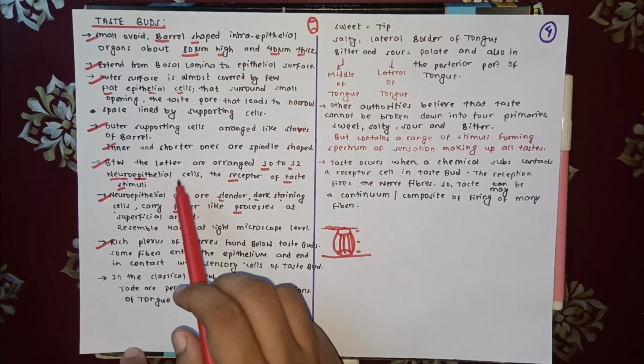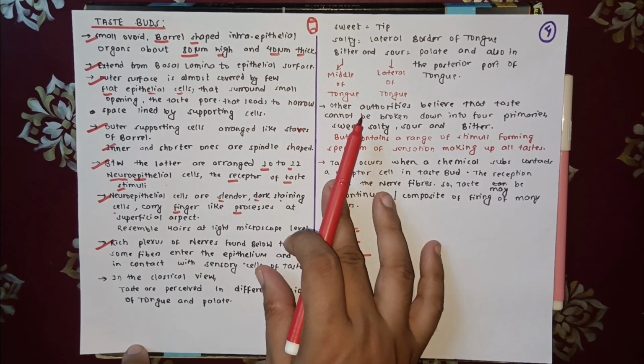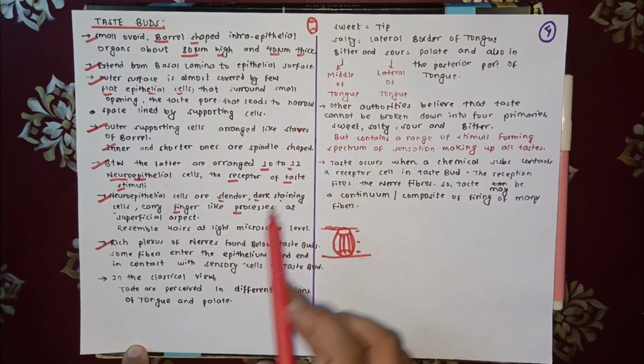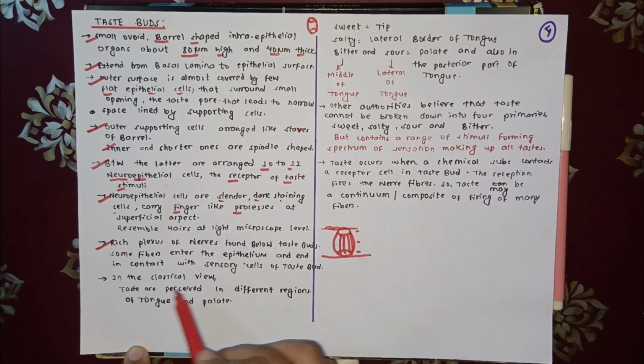Okay, so those are the particular receptors, the specific receptors for taste: neuroepithelial cells. And in the classical view, taste is perceived in different regions of the tongue and the palate.